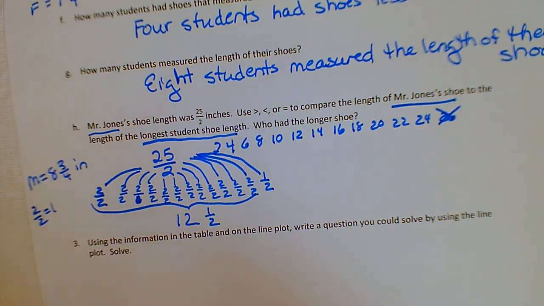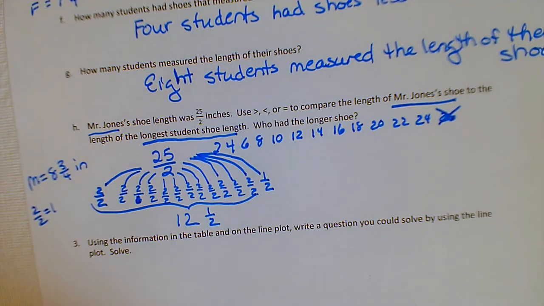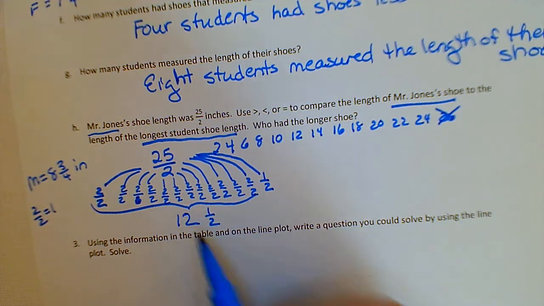Wow. So Mr. Jones has a shoe that's 12½ inches long. So that's longer than my ruler, guys. That's pretty long. Those are some big shoes. So clearly, Mr. Jones has a longer shoe length than Mary.